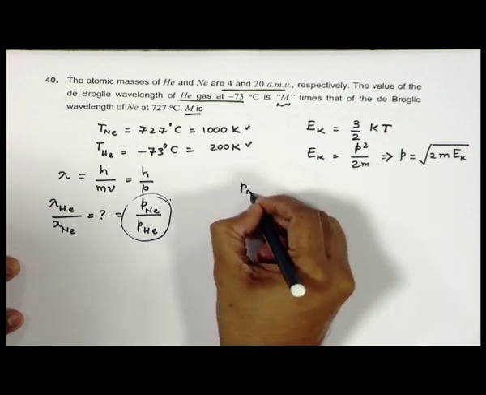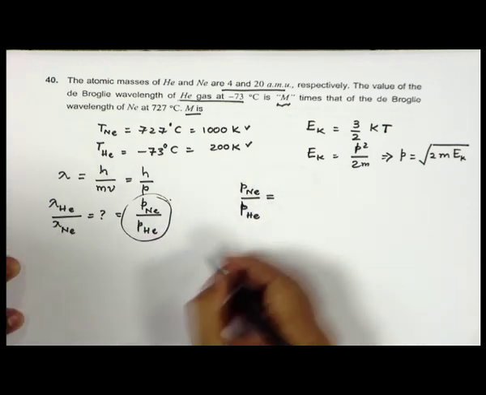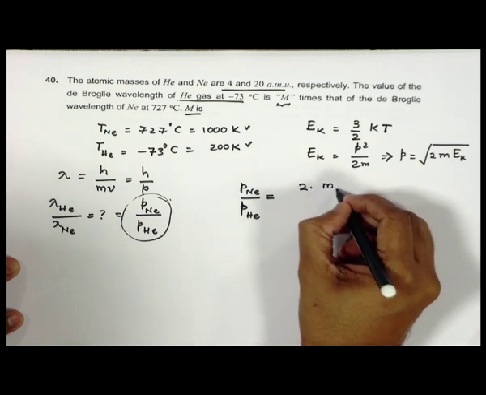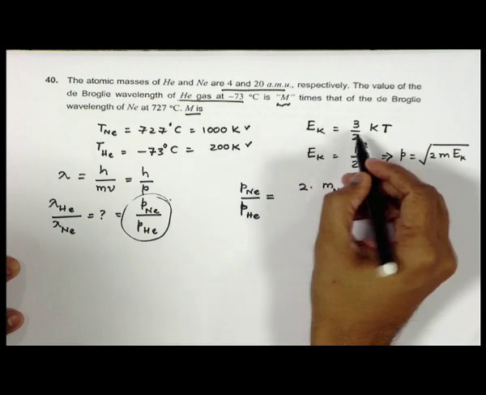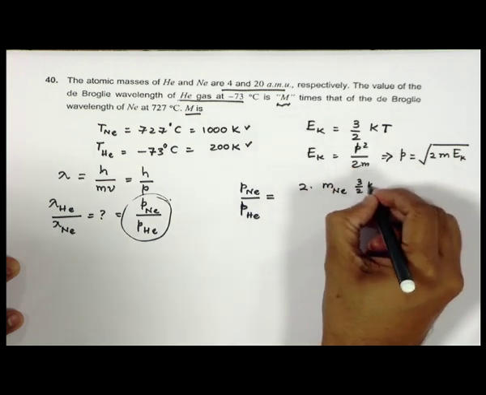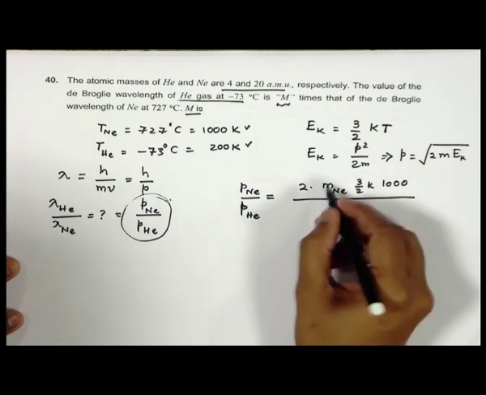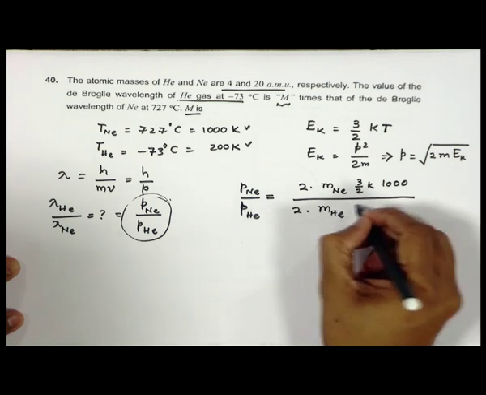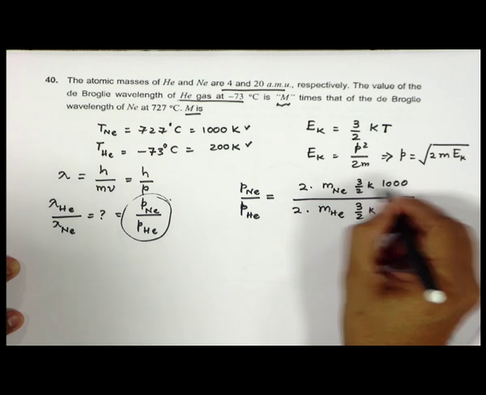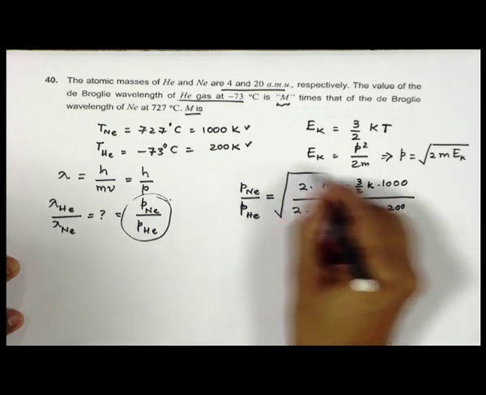So, the momentum of Ne divided by the momentum of helium, which is what we are trying to get, is the square root of 2 times mass of neon times kinetic energy of neon, which is 3 by 2 k, where k is the Boltzmann constant, and T is 1000 Kelvin for neon. I am not writing down the units, because both will have the same units, they will anyway cancel. Divided by 2 times mass of helium multiplied by 3 by 2 k Boltzmann constant, and the temperature is 200, all under the square root.